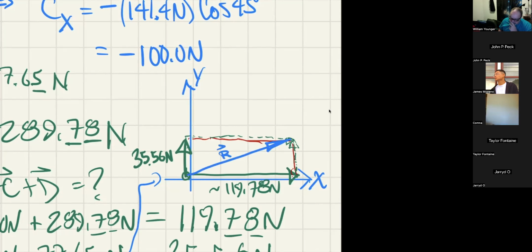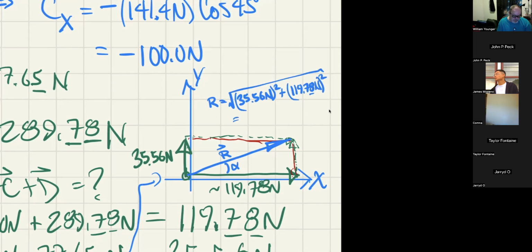So that's my vector R, and this could be the angle, say, alpha. Now, R, I think you'll know, is equal to the square root of 35.56 newtons squared plus 119.78 newtons squared, square root, and that'll give me the magnitude.